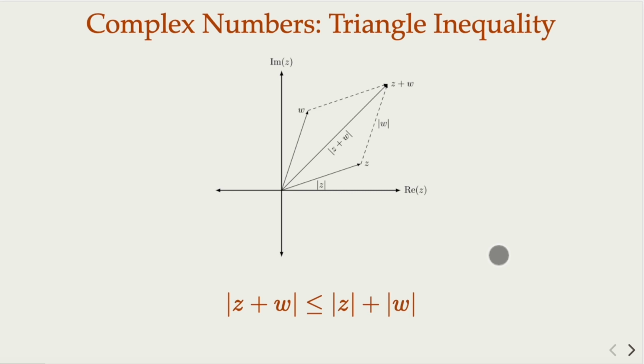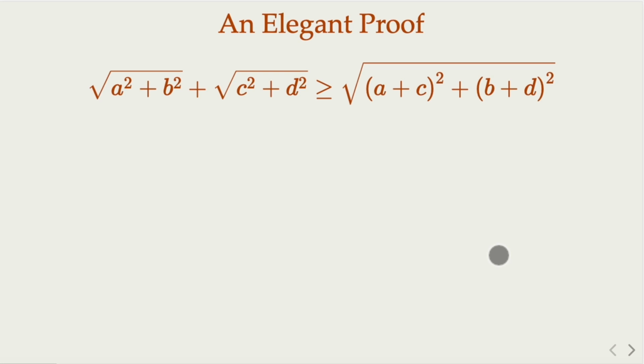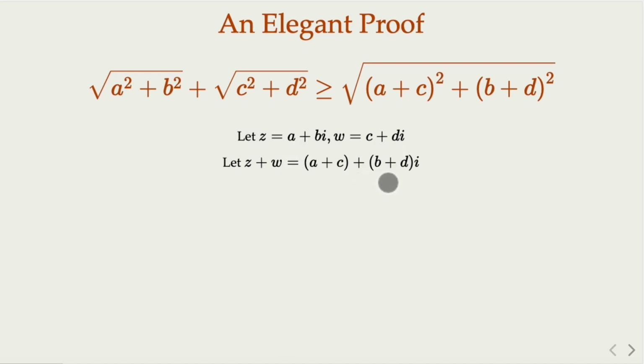And if you know that, then come back to our proof. The idea is that a, b, and c, d could be complex numbers, right? So if a plus bi equals z, and c plus di equals w, where i is the imaginary unit, then the sum would be a plus c for the real part, and the imaginary part is going to be b plus d, right?